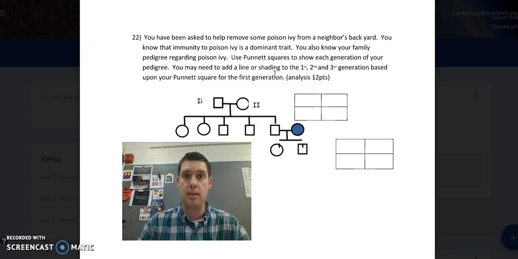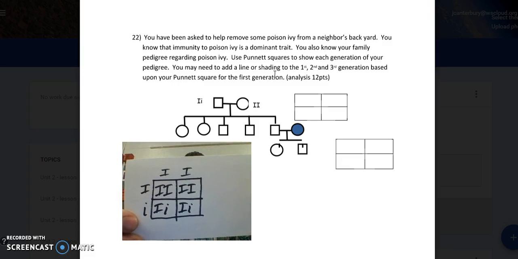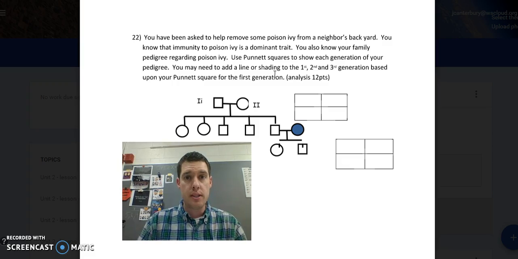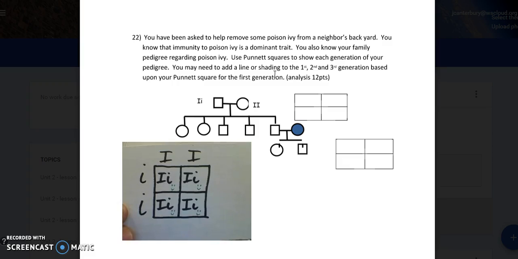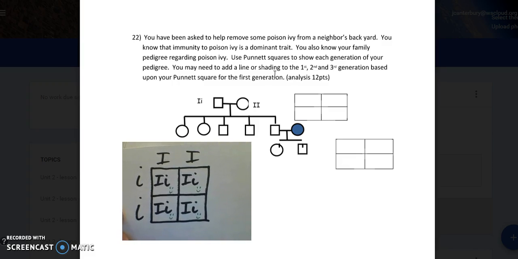Here's where the "it depends" comes in. If you decide that the son is going to be a homozygous dominant, this becomes your cross. So as a member of the third generation, you've got a 100% chance of having the poison ivy immunity gene, which is dominant.